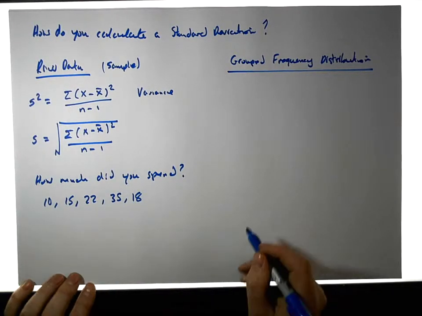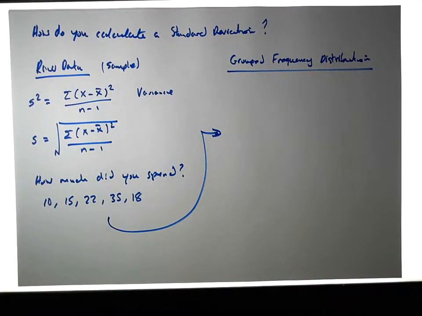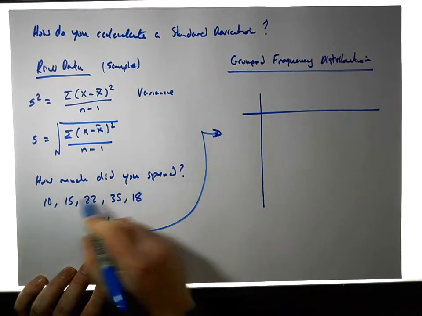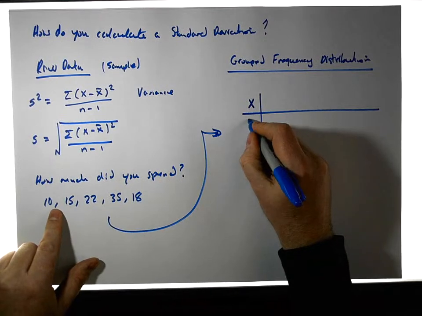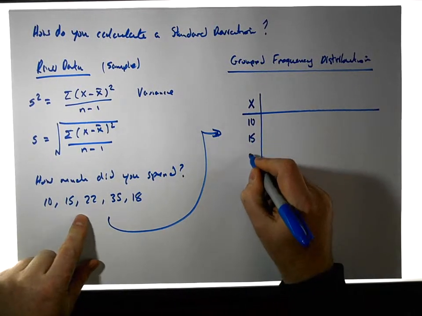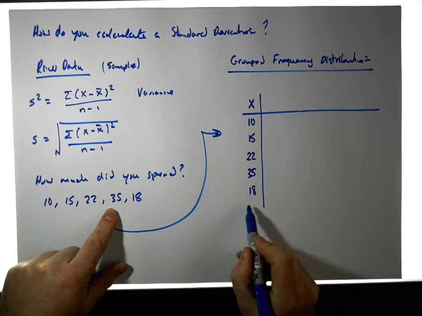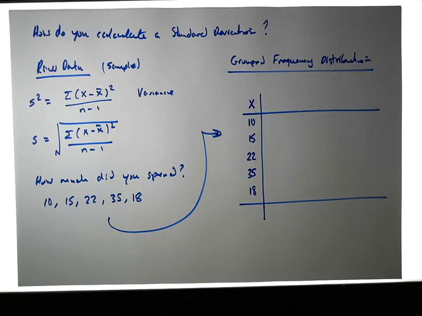So the first thing that we're going to do is rewrite the data in a table. These are our observations, our X values, and we're just going to list them down: 10, 15, 22, 35, and 18. We're just going to create a table really quickly.